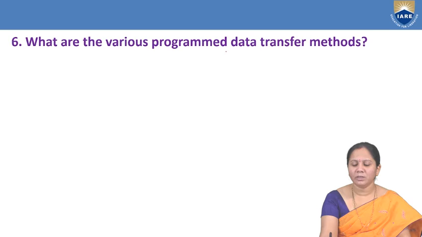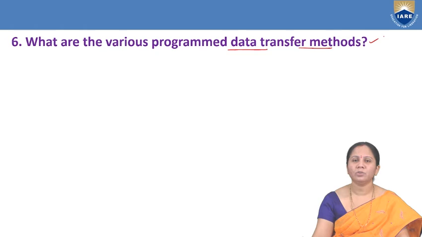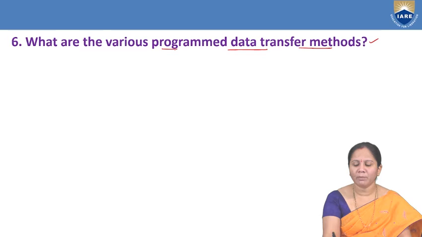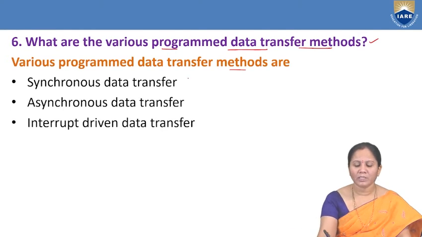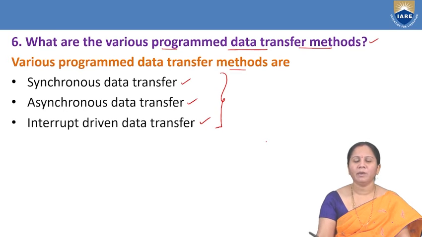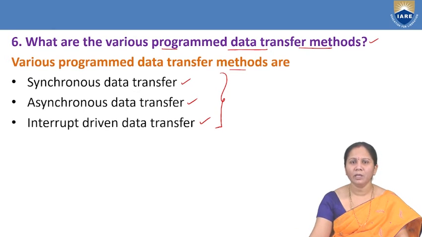Next, what are the various programmed data transfer methods? This question is also related to communication, related to the USART only. The various programmed data transfer methods are synchronous data transfer, asynchronous data transfer, and the third one is interrupt driven data transfer. These three types of data transfers mainly differ based on the clock signal.